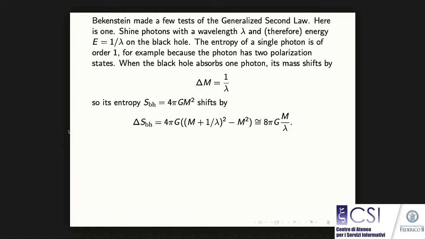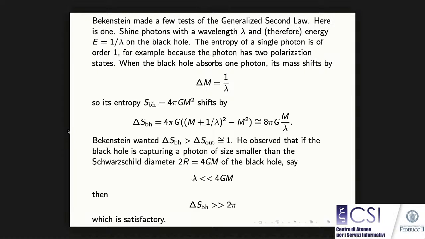So if I assume that 1 over lambda is much less than the black hole mass, and I ignore a quadratic term in 1 over lambda, the shift in the black hole entropy, well, it's given by this expression, but I take only the linear term in 1 over lambda, and I get this formula for the change in the black hole entropy. Now, Bekenstein wanted the change in the black hole entropy to be bigger than the entropy that was lost when a photon falls into the black hole, which is of order 1.